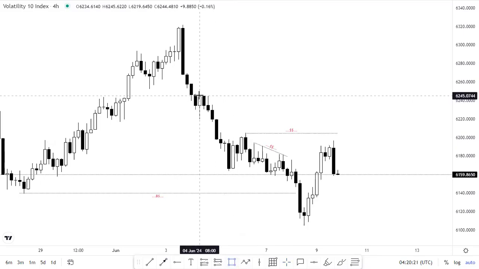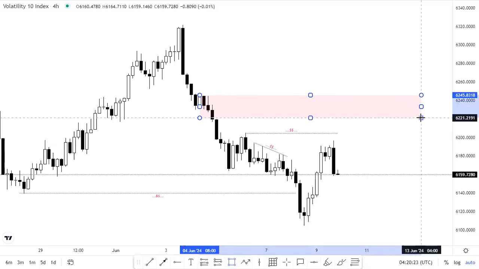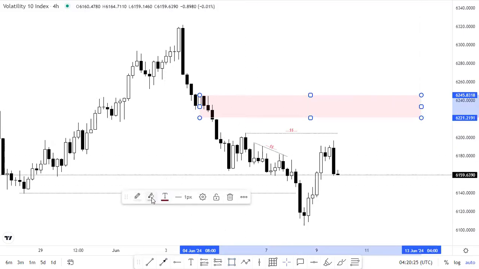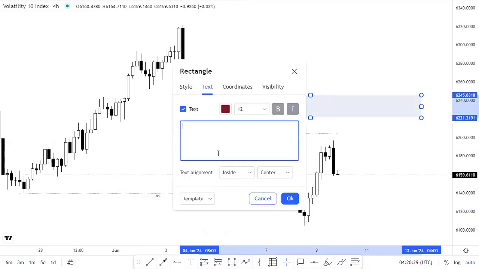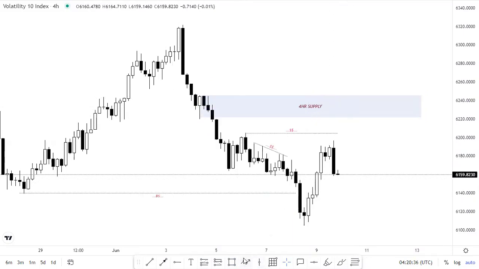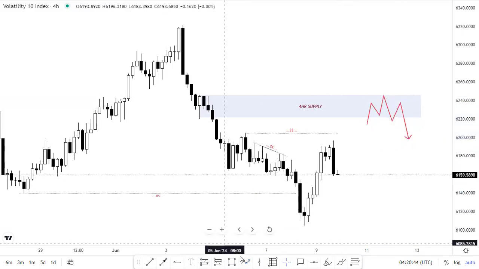And this particular supply zone here is standing very fresh, unmitigated. It is unmitigated supply that we had there. So this is a 4 hour supply zone that we want to sell from. This week, this is our number one valid zone. So we want to see if price is going to give us a shift on the 5 minutes time frame, then we'll sell. So we'll be selling from here.